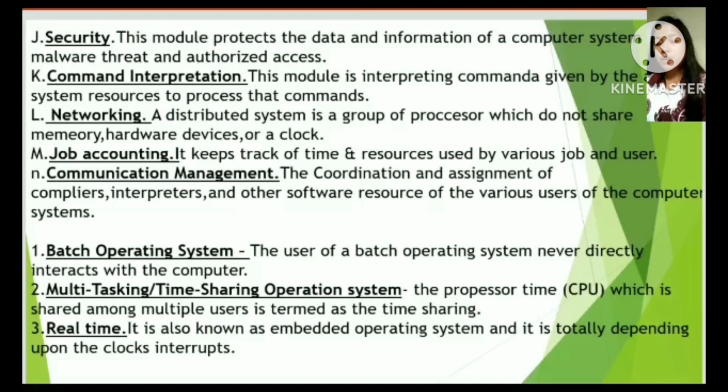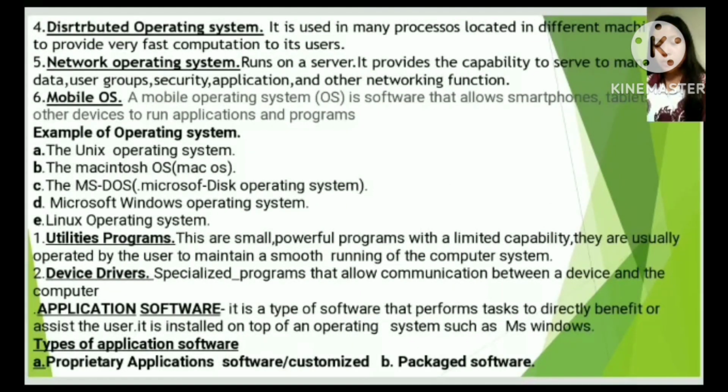A distributed operating system is used in many processors located in different machines to provide very fast computation to its users. It is a model where distributed applications are running on multiple computers linked by a communications network. It is also known as an extension of the network operating system that supports higher levels of communication and integration of the machines on the network.